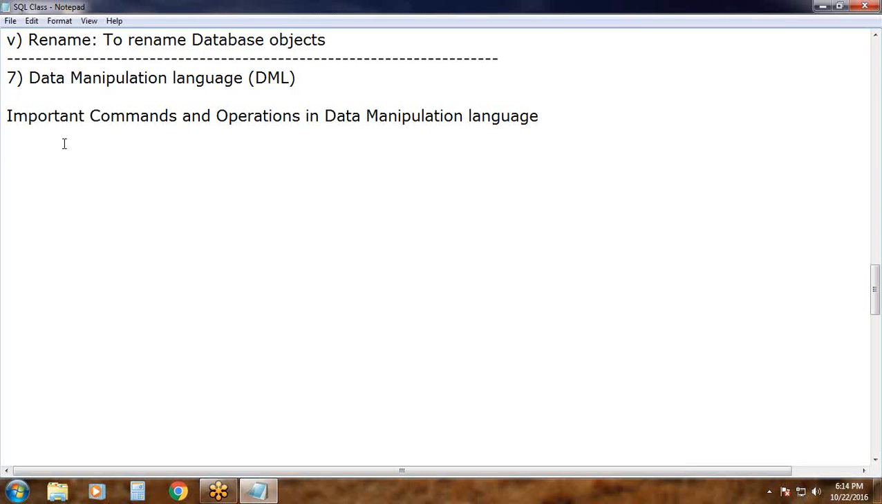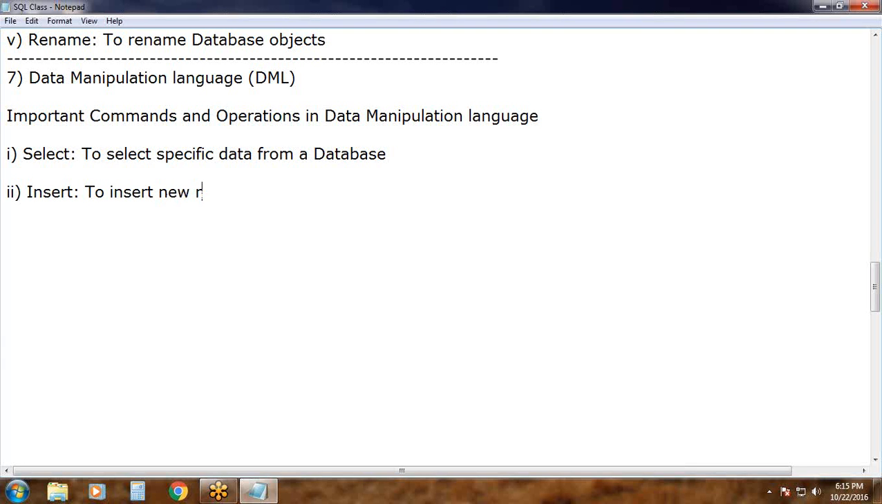First, select. It is very useful for our database testing. Select command, to select specific data from a database. Next, insert, to insert new records in a table.